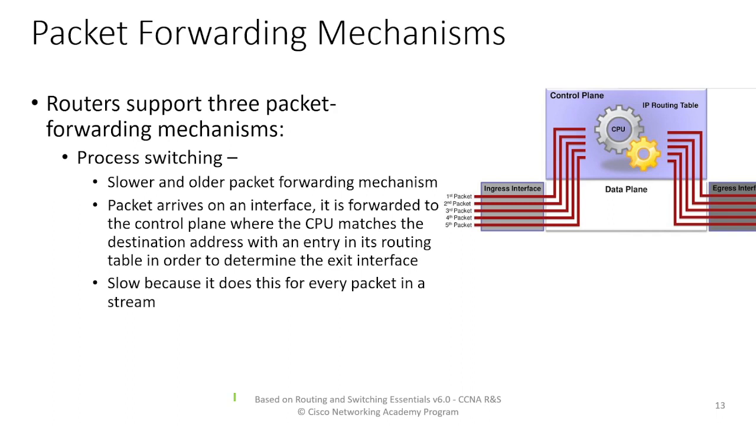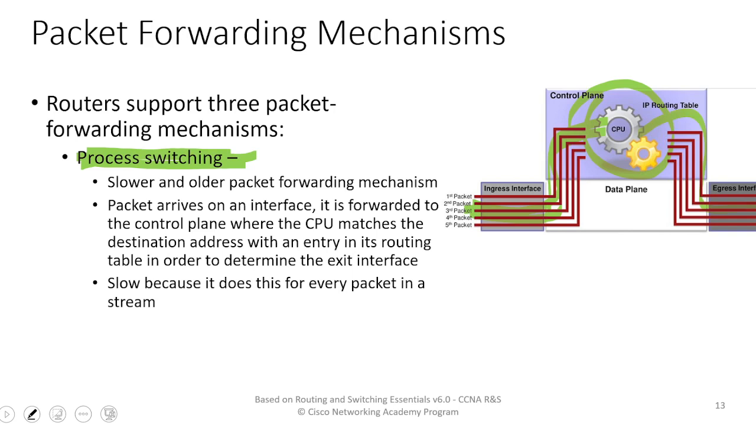But there are a few different approaches to do this. One of the simpler mechanisms is known as process switching. What happens is all the packets that come into the router are taken into the router's control plane, each packet is analyzed, a new decision is made as to where it should go to, and then they are sent out through the correct network.